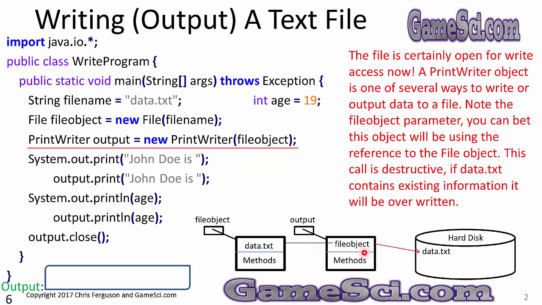We are writing new contents to the file data.txt, and any current contents of the file might be lost. Trying to illustrate what happens in computer memory here. PrintWriter is an object in itself. It's open on this data.txt file. That's what this reference is showing you here. And that data.txt file is going to be written to the hard drive.